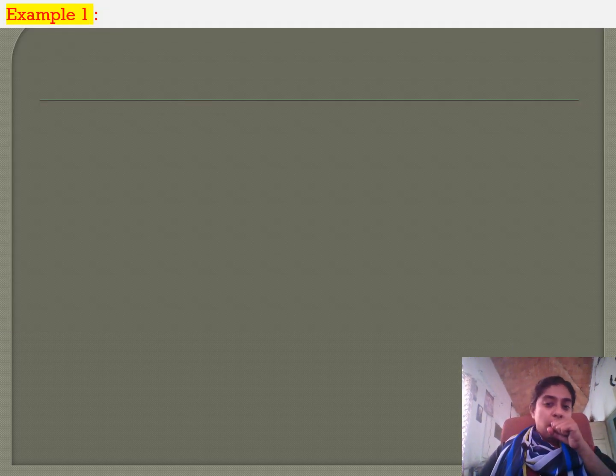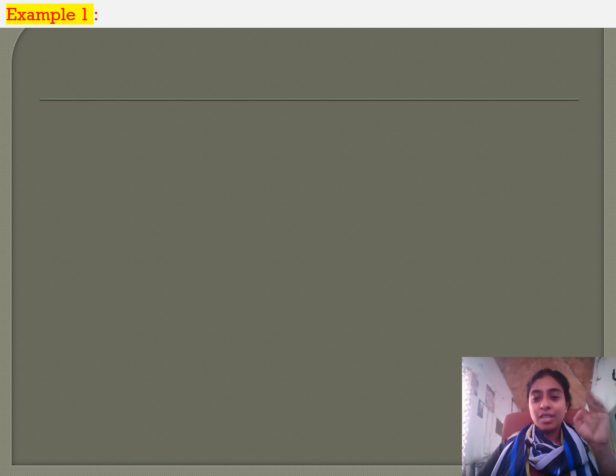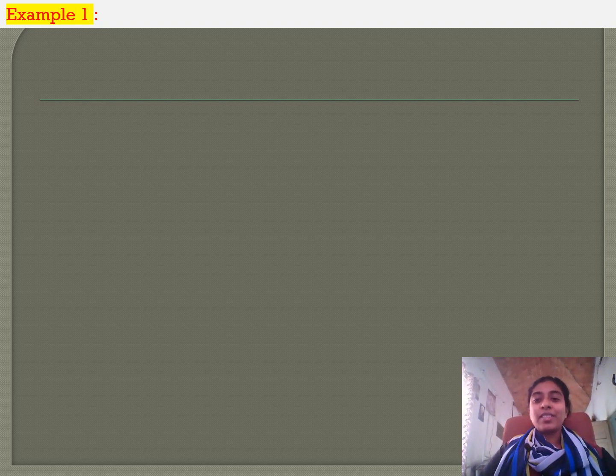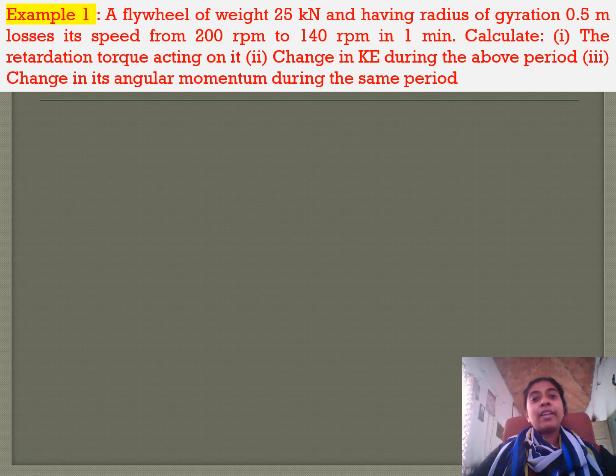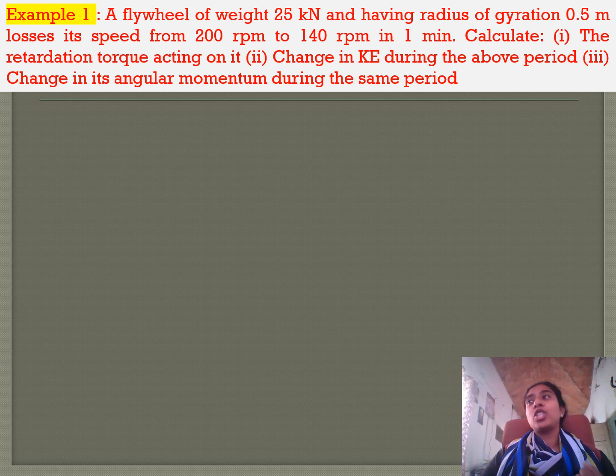Now we will solve two problems today. Example 1. A flywheel of weight 25 kilonewton and having radius of gyration 0.5 meter loses its speed from 200 rpm to 140 rpm in 1 minute. Calculate the retardation torque acting on it, change in kinetic energy during the above period, and change in angular momentum during the same period. So three things we need to find. Retarding torque, so torque.